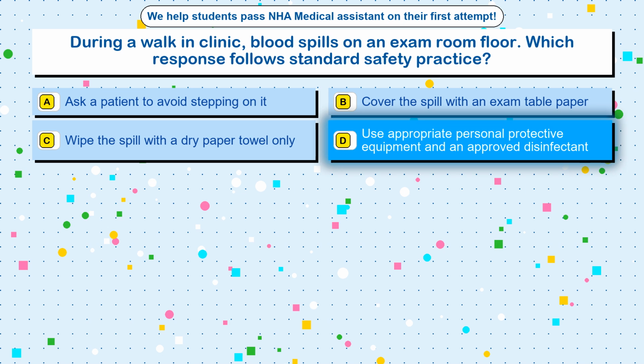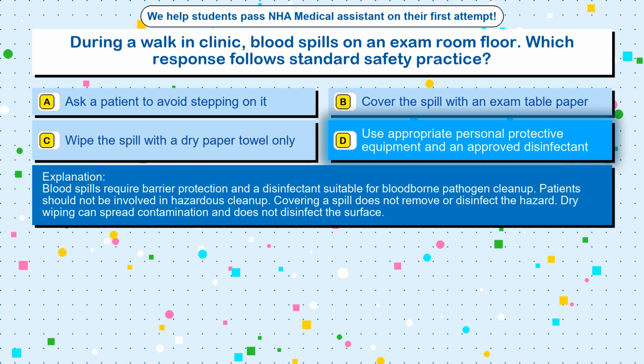The correct answer is option D, use appropriate personal protective equipment and an approved disinfectant. Blood spills require barrier protection and a disinfectant suitable for bloodborne pathogen cleanup. Patients should not be involved in hazardous cleanup. Covering a spill does not remove or disinfect the hazard. Dry wiping can spread contamination and does not disinfect the surface.